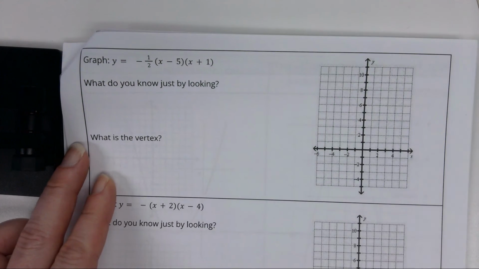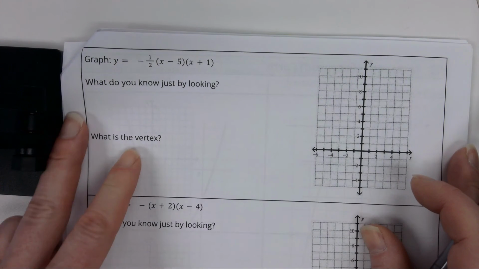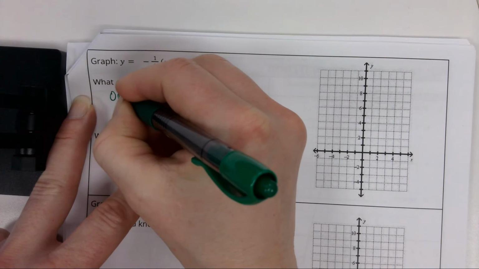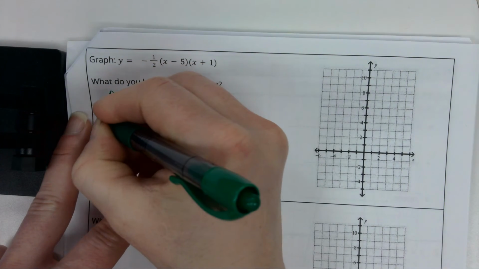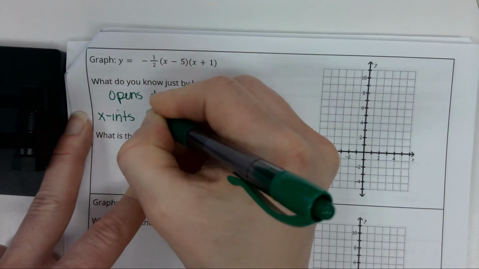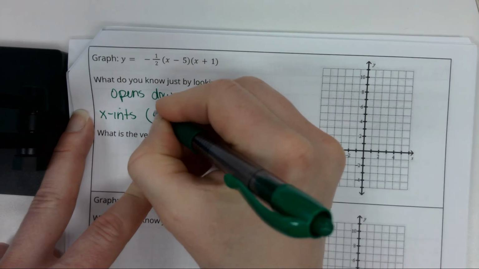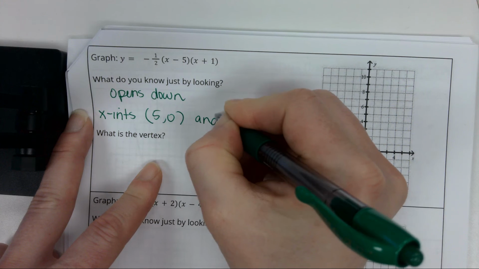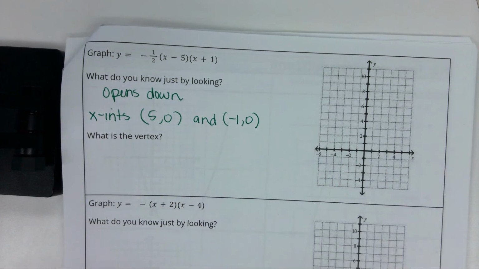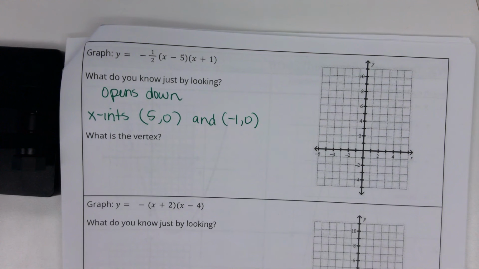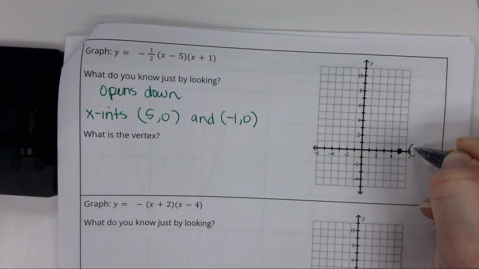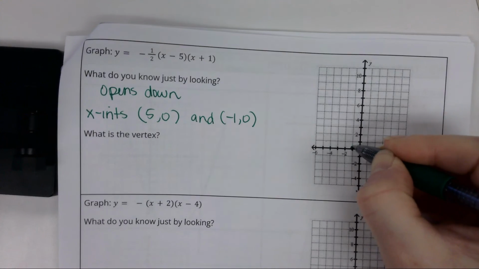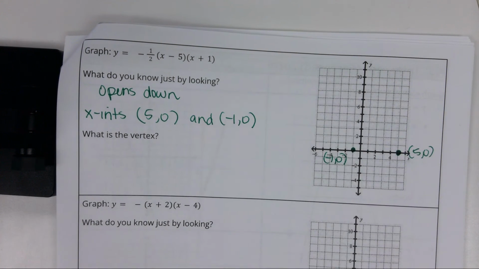Okay, tell me what you know by looking at it. Opens down. Let's write our x-intercepts. So +5, 0 and -1, 0. If you want to go ahead and put those on the graph right now, you can. Okay.